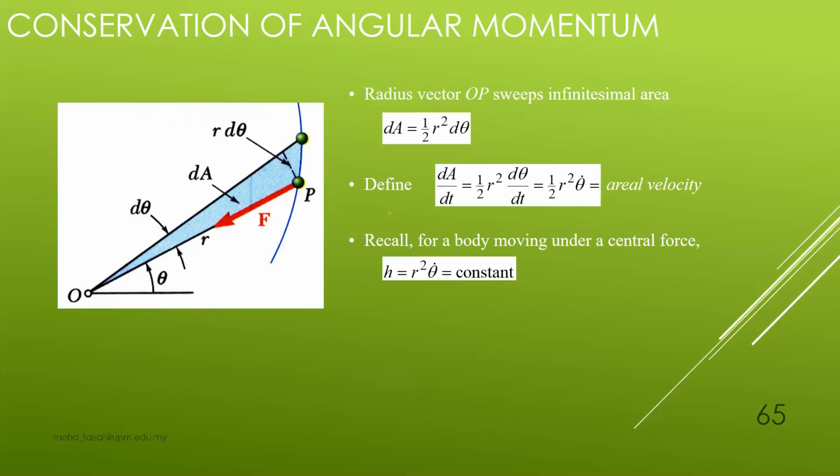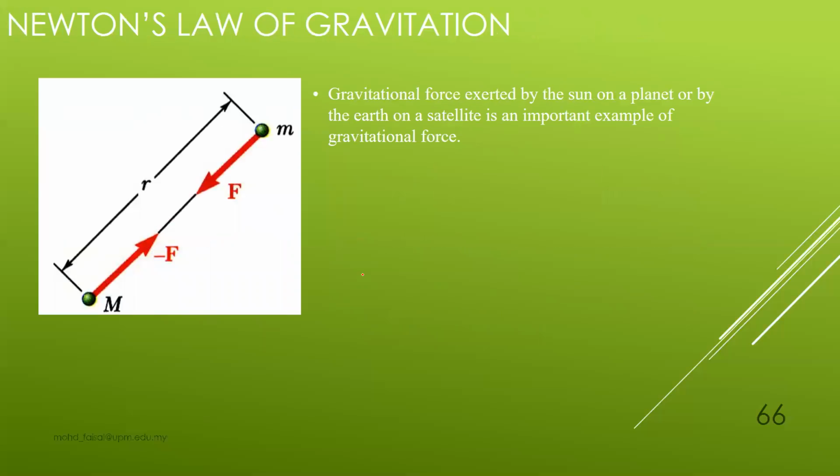Then recall, for a body moving under a central force, we have h equal to r square theta dot, which is similar to this. When a particle moves under a central force, its area velocity is constant.